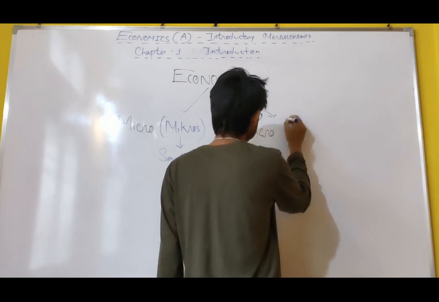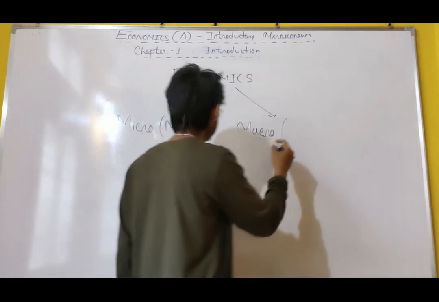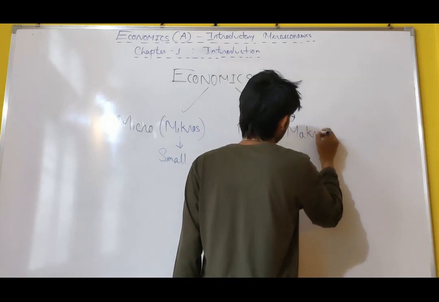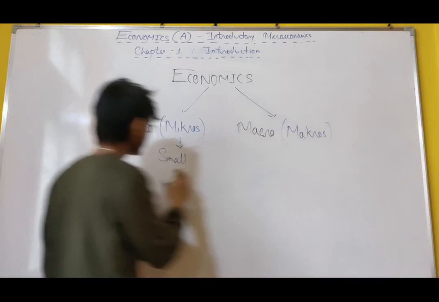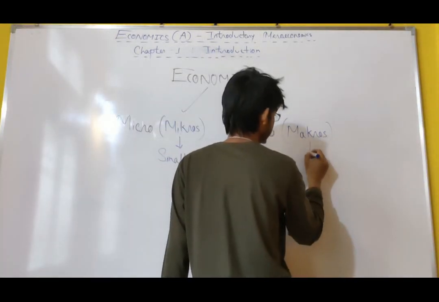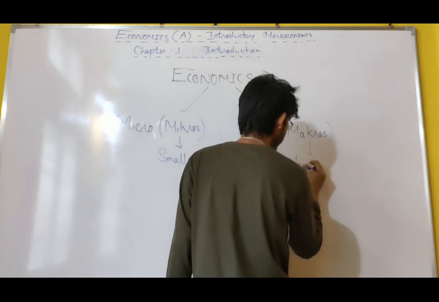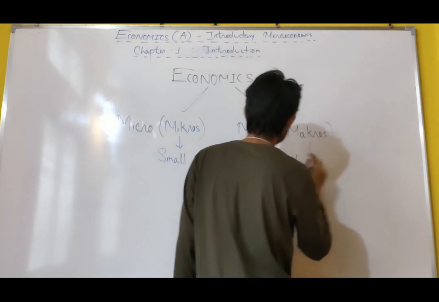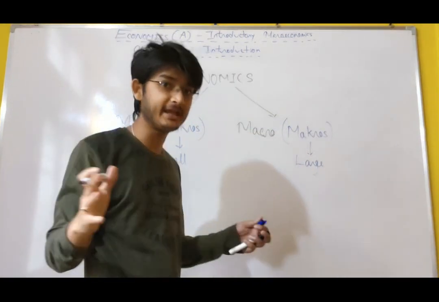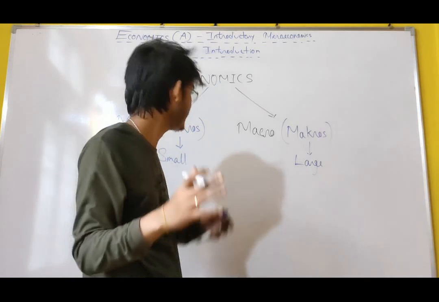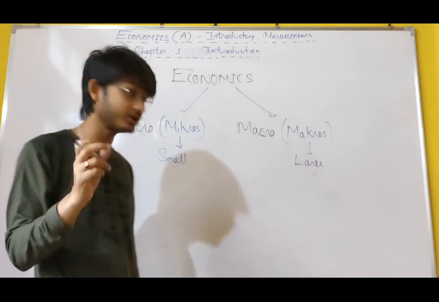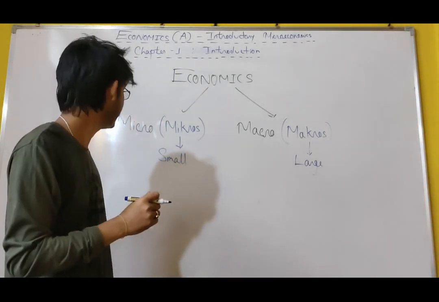And likewise, macroeconomics comes from a Greek word macros, M-A-K-R-O-S. This was small, so this will be large. The meaning of macros is large. So this simply indicates that macroeconomics deals with something big, large economic concepts, and microeconomics deals with very small economic units or economic concepts, whatever you want to name it.